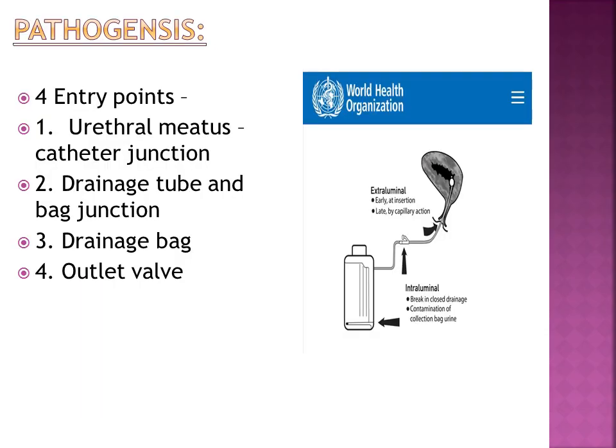Now we will see pathogenesis. There are mainly 4 entry points to cause the catheter associated UTI. First it is urethral meatus and catheter junction. Then second is the drainage tube and bag junction. Third is the entry present in drainage bag, and fourth is at the outlet valve of the drainage bag.